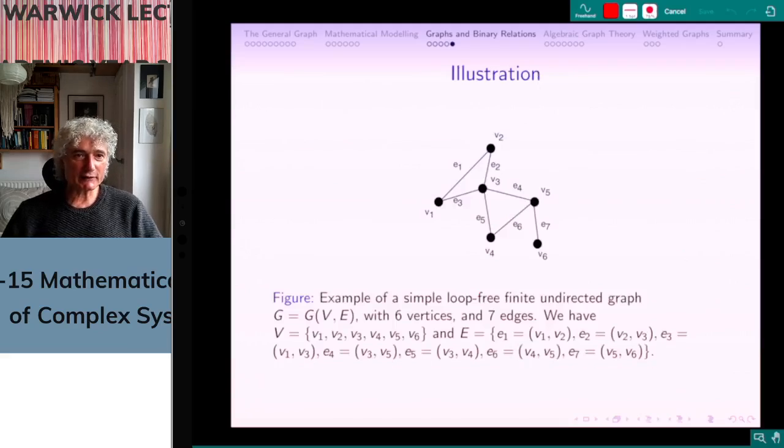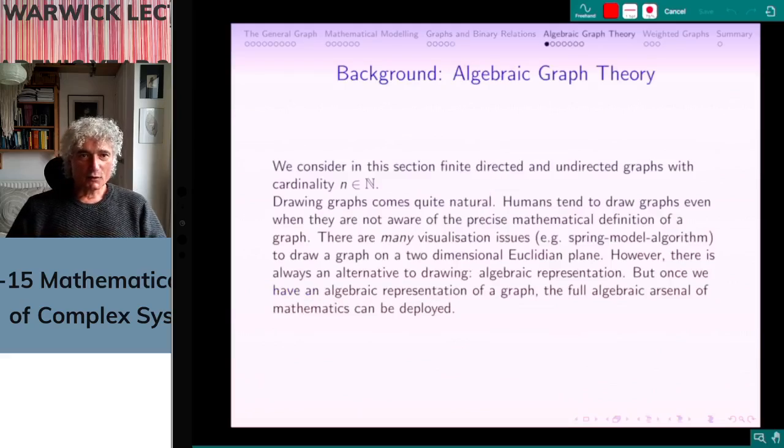And an illustration of that you can see in this figure. It has 6 vertices and 7 edges, and you can see the complete list worked out here for the two-tuples that define the edges in this case. Okay, now we make a jump to algebraic graph theory.